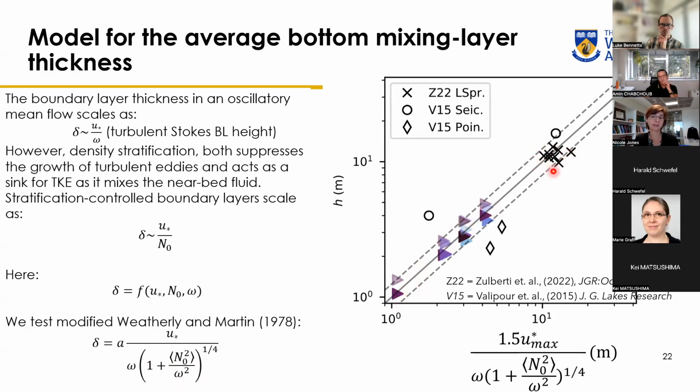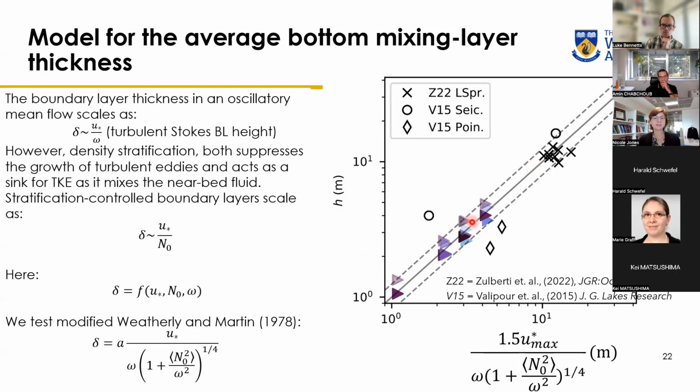our own field observations, which are these crosses here, and the other circles and diamonds are taken from some lake observations where actually near inertial waves were the forcing. And you can see that this model, this modified Weatherly and Martin model, does a pretty good job of predicting what the height of the boundary layer will be under quite a range of different conditions.